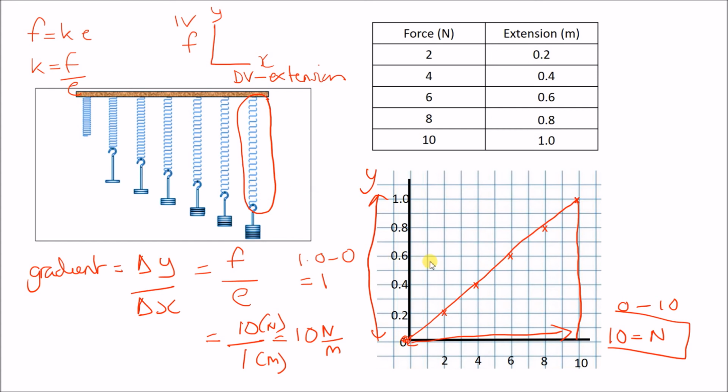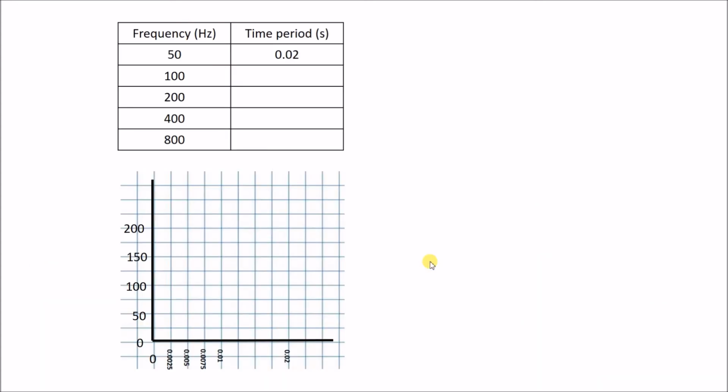We're now going to have a look at inversely proportional relationships. For this one, I'm going to talk about another thing you need to learn in another video, which is frequency and time period. You may remember that frequency is equal to 1 divided by the time period. Therefore, if we swap those two, the time period is also equal to 1 divided by the frequency. So what does this mean?